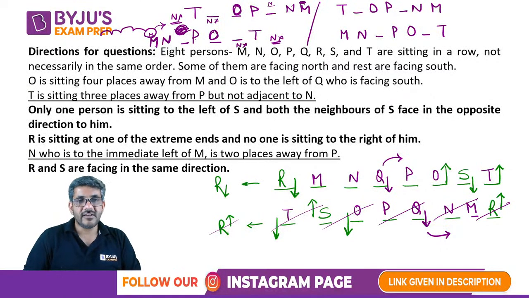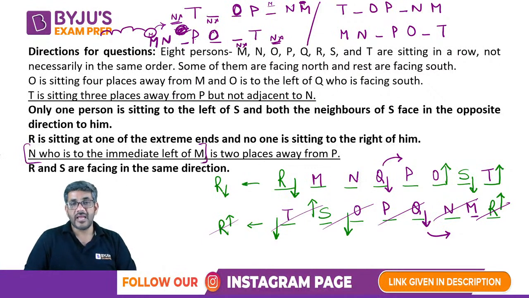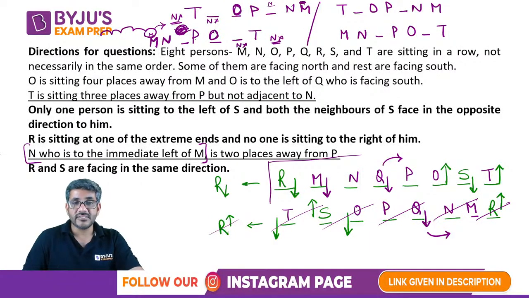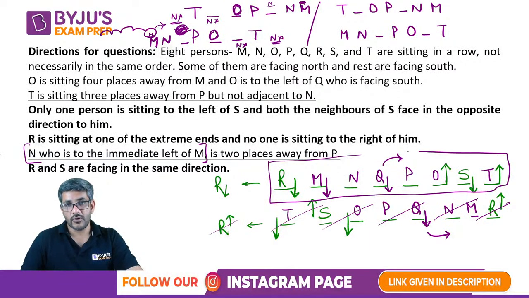T is 3 places away from P but not adjacent to N. We have done this one. N is immediate left of M. Look at this carefully: N is immediate left of M. If N is to the left of M, M should also be facing south, only then will its left come on this side, right? And that gives me the complete combination now, which is here on your screen.